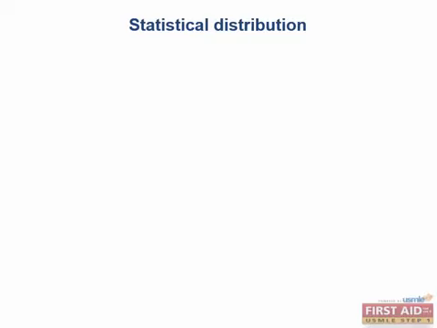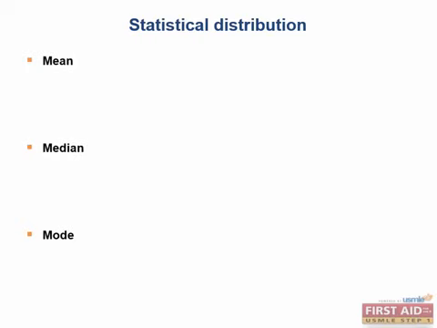Now, we will discuss various terms that are used to describe statistical distribution. Let's start with the basics. There are several measures of central tendency, and these are likely familiar to you. They are the mean, median, and mode.